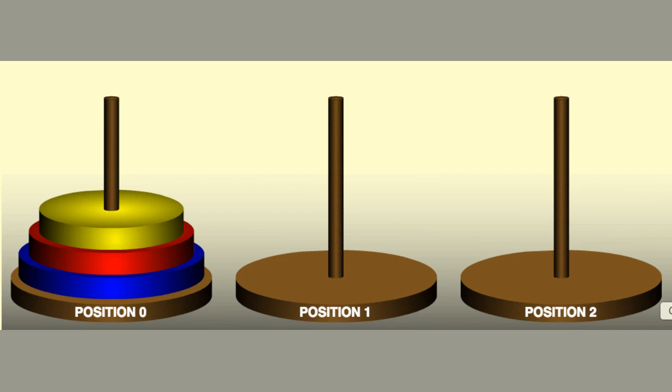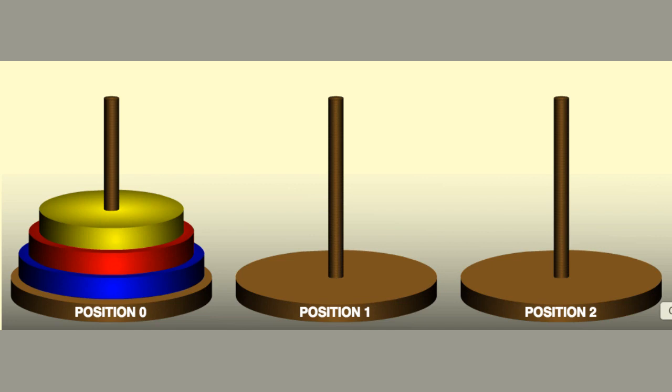We have played this in our childhood, and if not, then you can just go and Google about this Tower of Hanoi game. The history is also interesting, and the myth associated is also very interesting. You can go and Google and get all the information regarding this game. So here is the game.